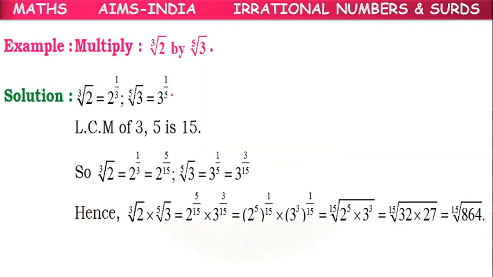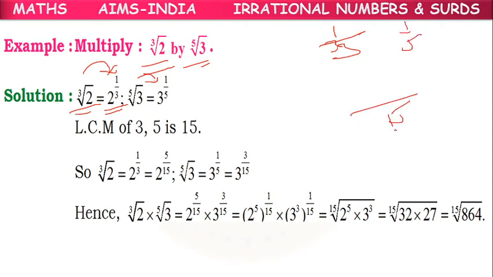Okay, children. Next, cube root of 2, 5th root of 3. We can write it in exponential form: 2 power 1 by 3, 3 power 1 by 5. So the denominators are 3 and 5. LCM is 15. So 3 times 5 is 15, so we can write 5 by 15. 5 times 3 is 15, and 3 times 1 is 3, so we can write 3 by 15.